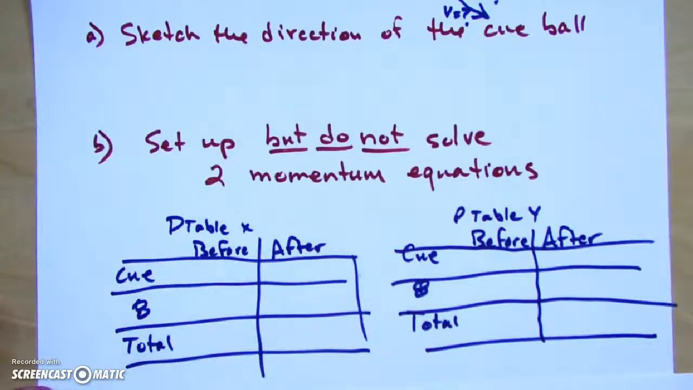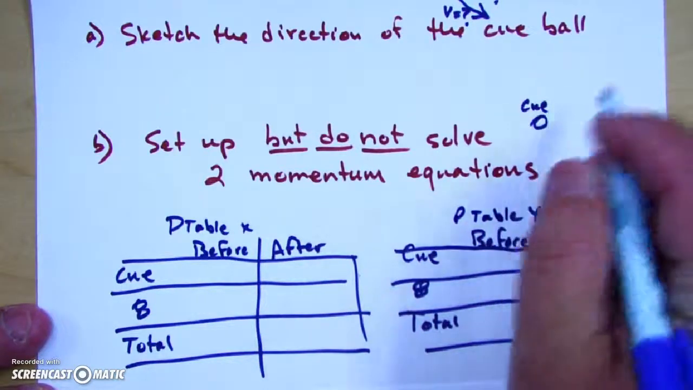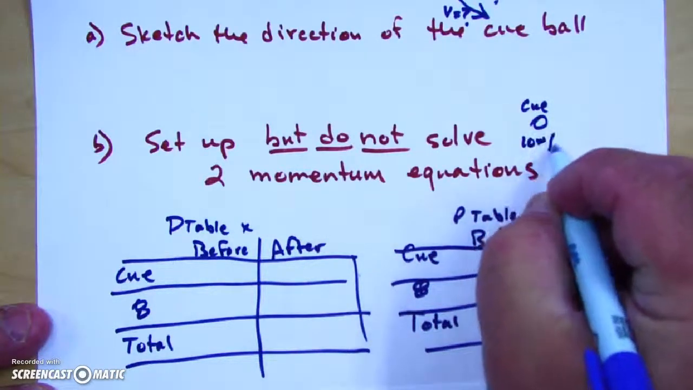So now, let's look at it in the x direction. Let me redraw it here so we can see it better. This is my Q. It's moving at 10 meters per second.